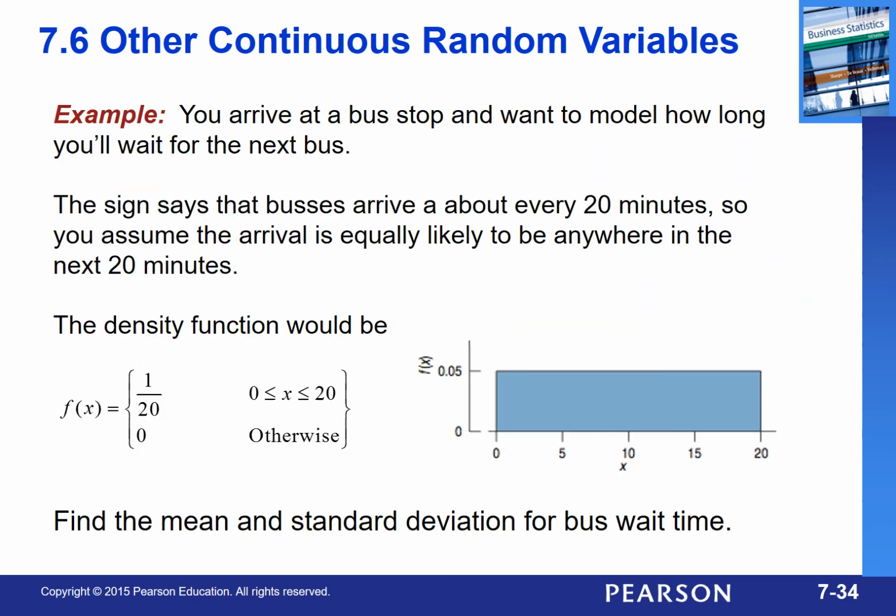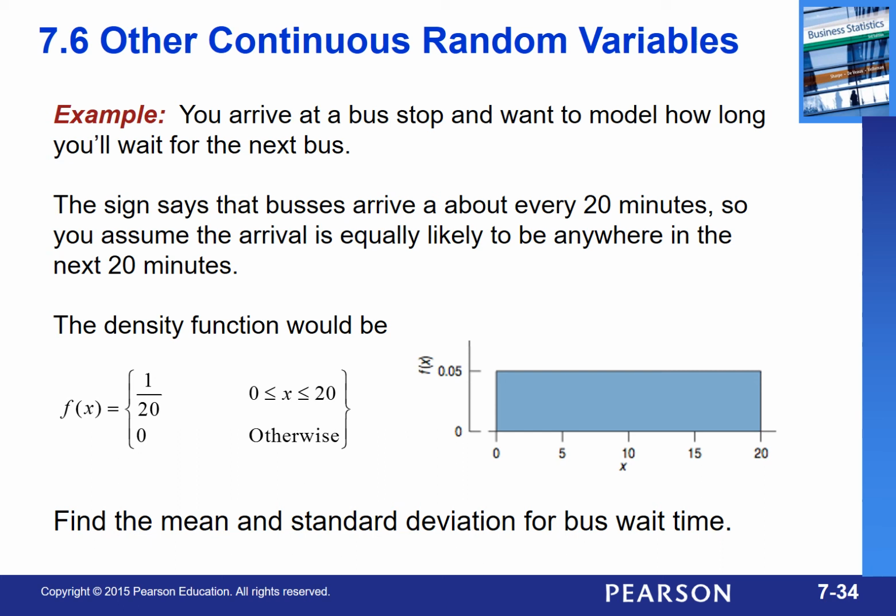Let's do an example. Suppose you arrive at a bus stop and you want to know how long you'll wait for the bus. P.S. That's also the typical use for this. It's used for waiting time. So if you're picturing other examples of this, how long before you need to help a customer is a typical one, or how long before you receive another service call and things like that for business applications.